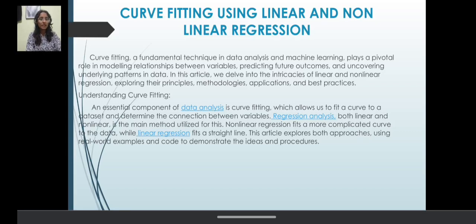practices. Understanding curve fitting. An essential component of data analysis is curve fitting, which allows us to fit a curve to a data set and determine the connection between variables. Regression analysis, both linear and nonlinear, is the main method utilized for this. Nonlinear regression fits a more complicated curve to the data, while linear regression fits a straight line. This article explores both approaches using real world examples and code to demonstrate the ideas and procedures.